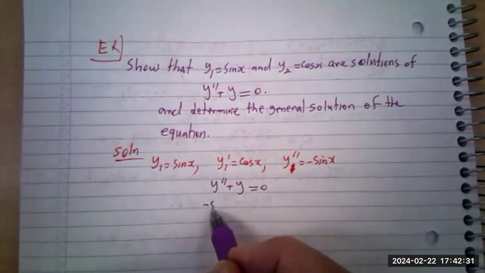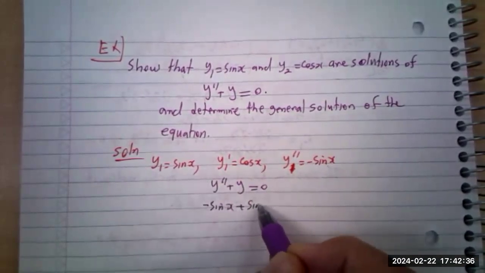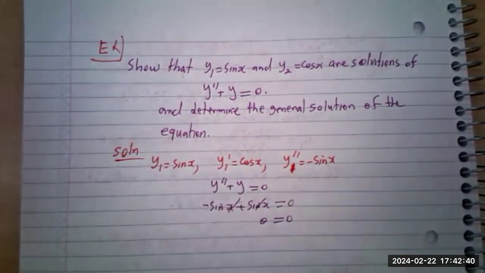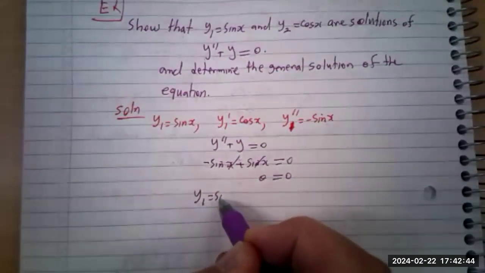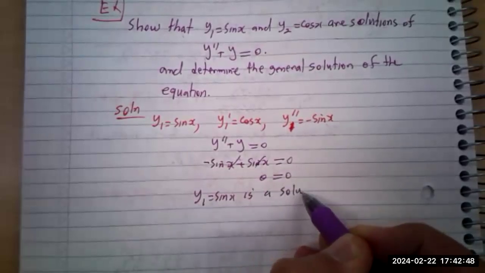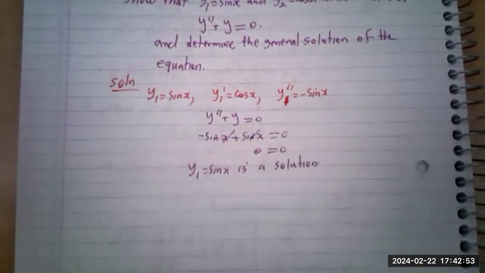So that gives negative sine x, and the Y is sine x. So it is true, 0 equal to 0. Okay, so you claim that Y1 equal to sine x is a solution. Any question? You have to do the same thing for the Y2.